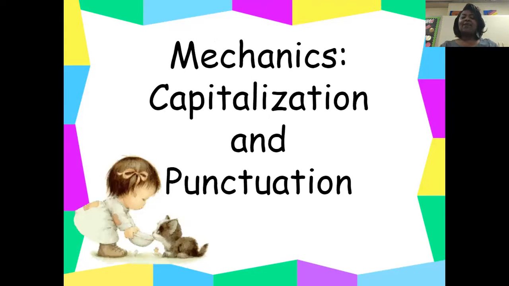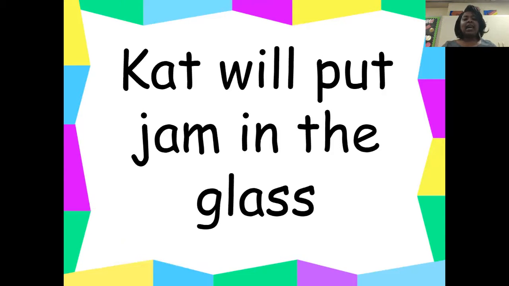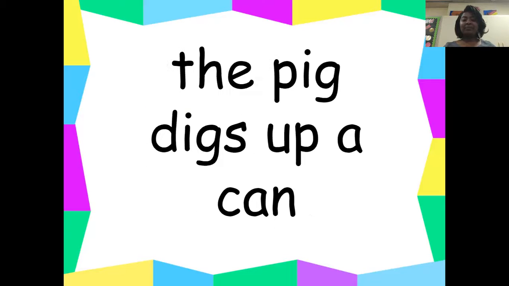All right, let's look at our mechanics. Capitalization and punctuation. Let's fix each sentence. Remember, sentences have a capital letter and they have a punctuation mark at the end. Cat will put jam in the glass. What's missing? That's right, your period. The pig digs up a can. What is missing? I need an uppercase T, and I need my period.